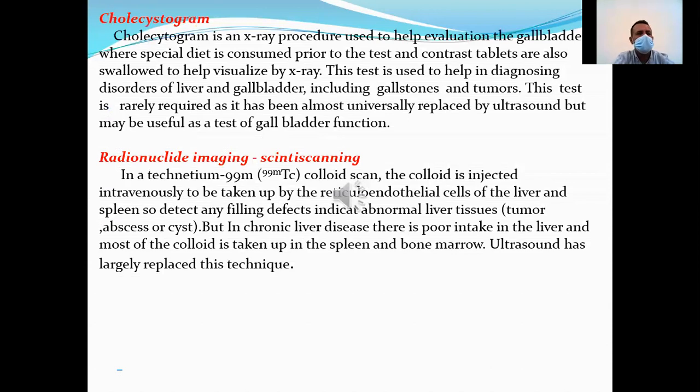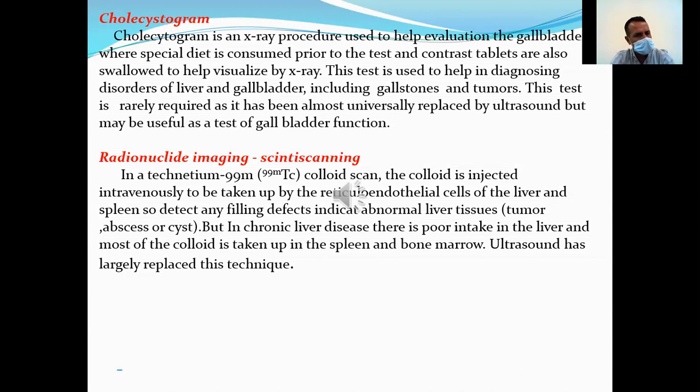Another test is called cholecystogram. The cholecystogram is rarely used now, but it is an X-ray procedure used to help evaluation of the gallbladder, where a specific diet is consumed prior to the test. And contrast tablets are also swallowed to help visualization by X-ray.